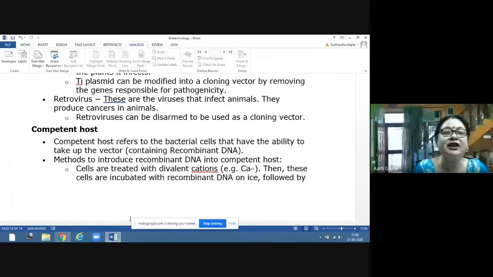Now, when you have to introduce the DNA without a vector, that is vectorless entry of the DNA into the host, there are several other methods to introduce the DNA without the vector. And these methods to introduce recombinant DNA into a competent host begin with the cells.